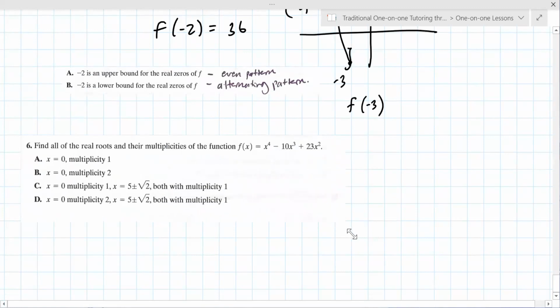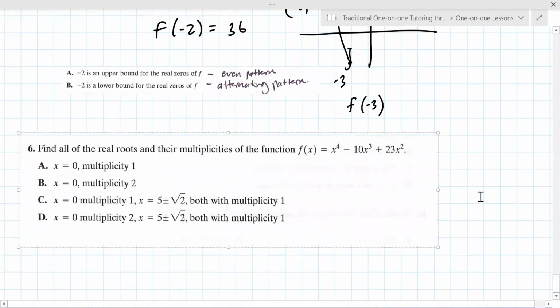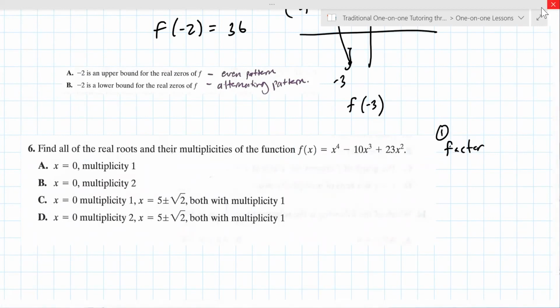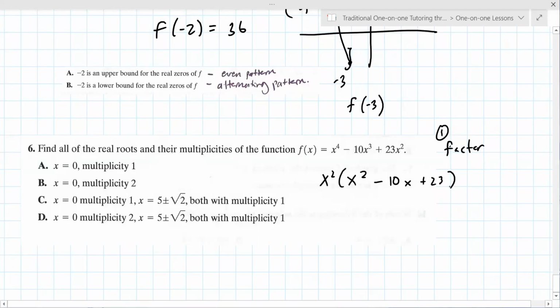Number 6 says find all the roots and their multiplicities for this function. So you always try factoring first. Factoring is great, because you get to do it right away. You could factor out an x squared from x squared minus 10x plus 23. You set each of these equal to 0. Setting x squared equals 0 means x equals 0 is a root with multiplicity 2, because of that exponent right there. That 2 exponent tells you the multiplicity.